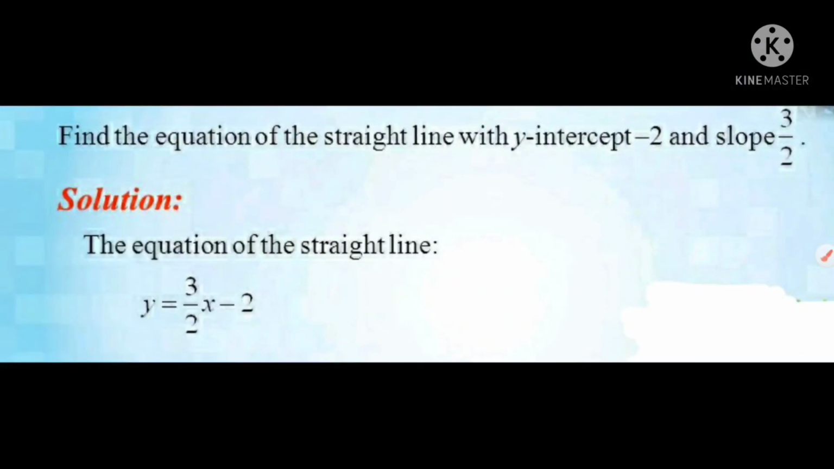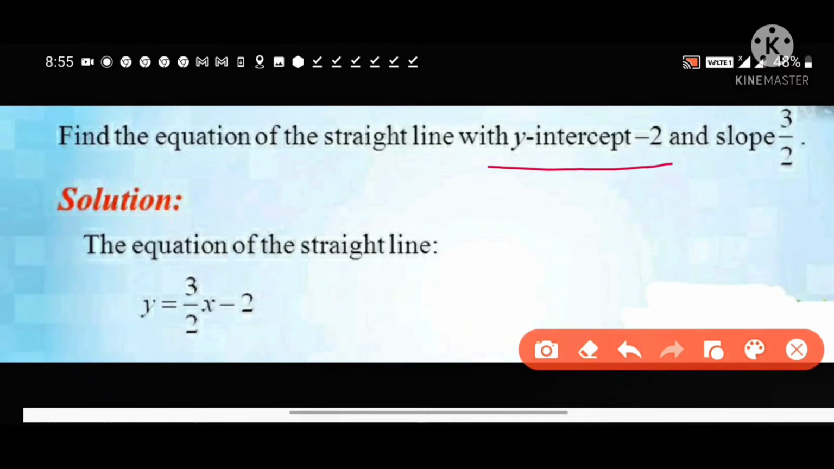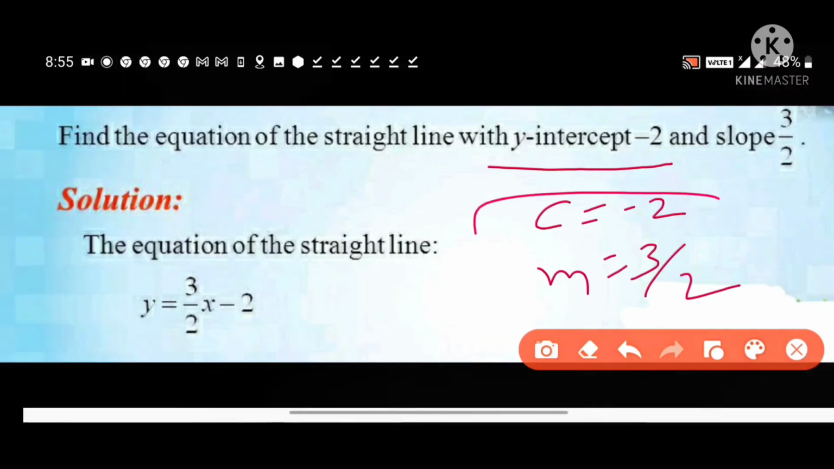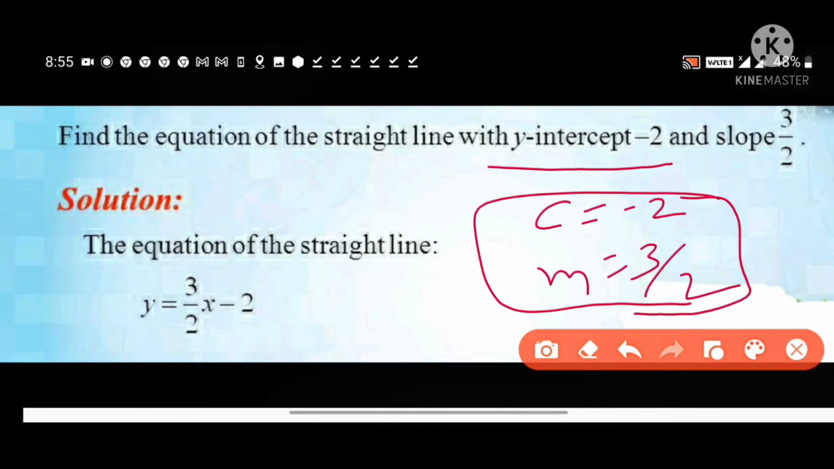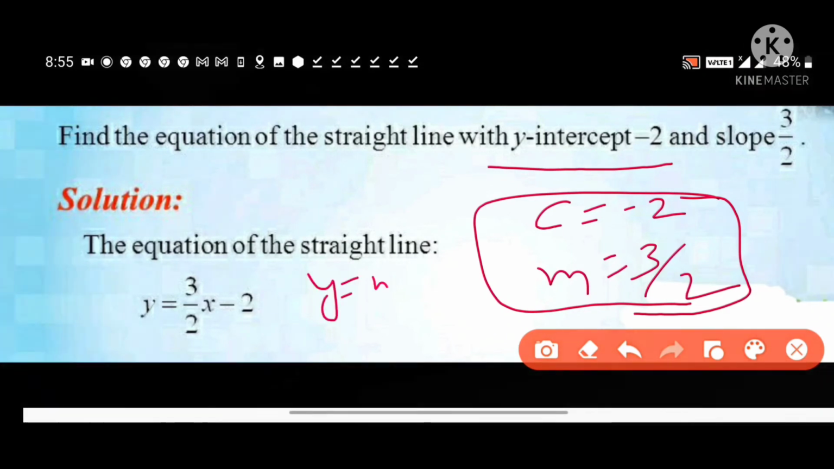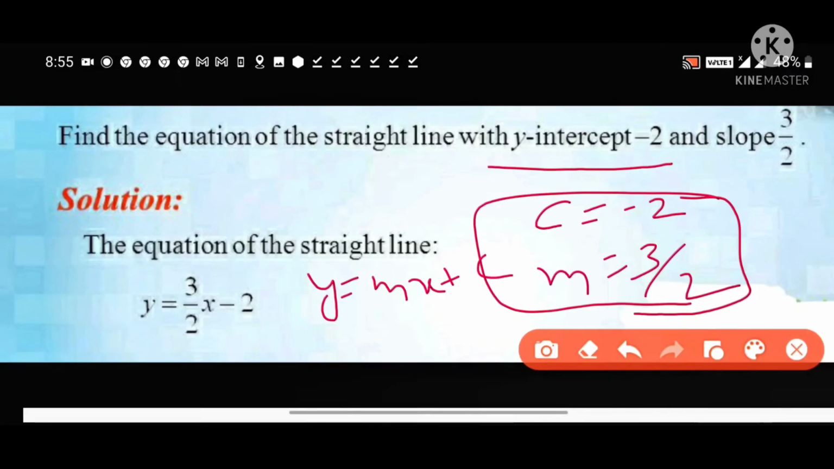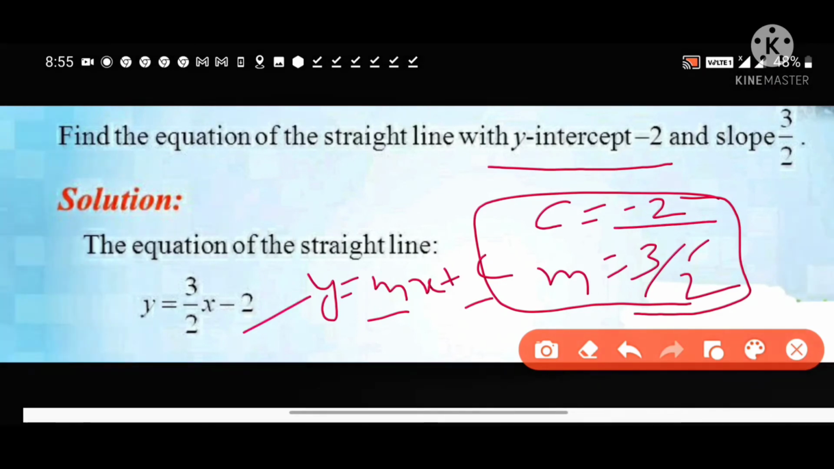Next, find the equation of the straight line with y-intercept given as -2, that is c is equal to -2, and m is equal to 3/2. By using slope intercept form, y is equal to mx plus c, and by replacing m with 3/2 and c with -2, we get this equation.